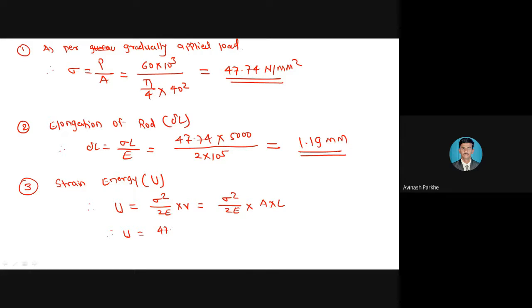U is equal to sigma square, 47.74 square, divided by 2 into 10 raised to 5, into area pi by 4 into 40 square. This is area into length, 5000. Now find out the total strain energy stored in the rod. We have the formula sigma square upon 2E into volume. Volume means area into length. What will be the answer? 35.8 into 10 raised to 3.